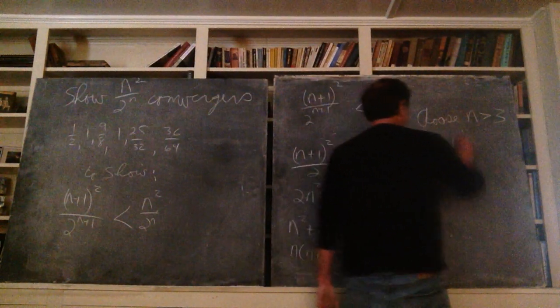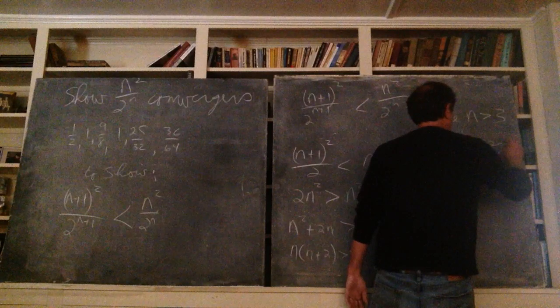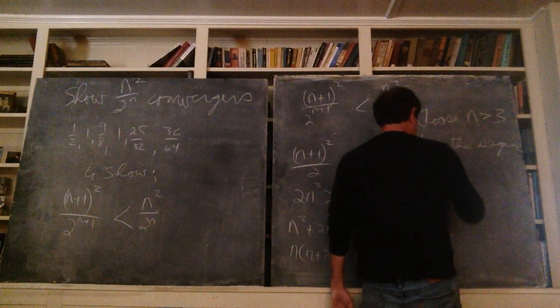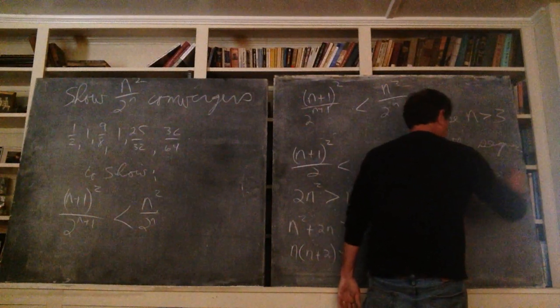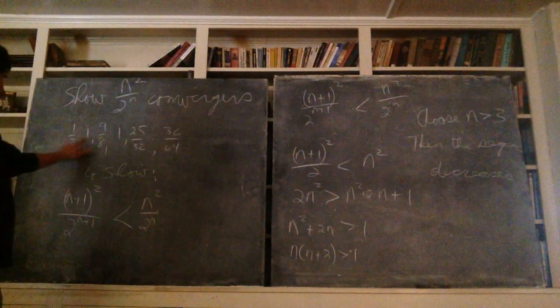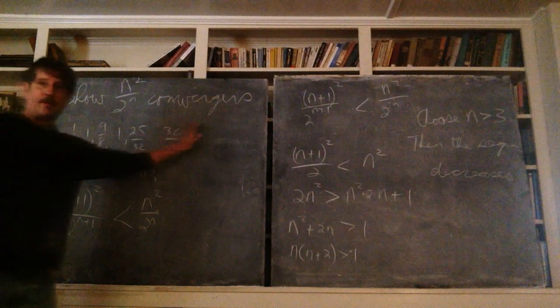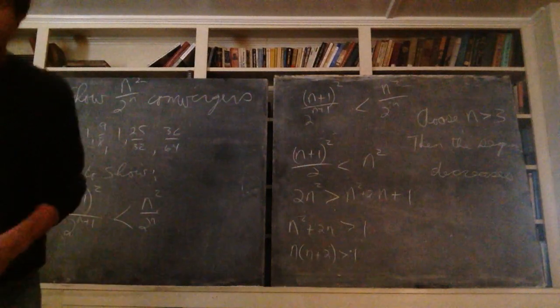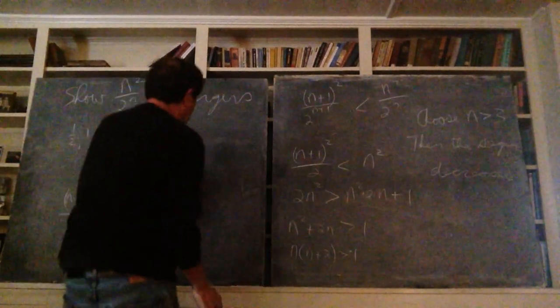Then the sequence decreases from there. And we're saying right here it is. 1, 2, 3. Hey, from here on out, every single one of them is less than the one before. And that's it.